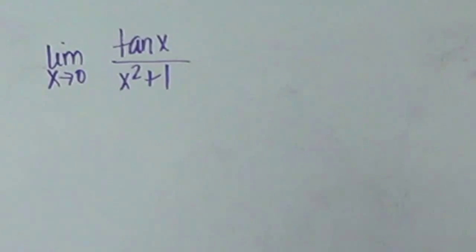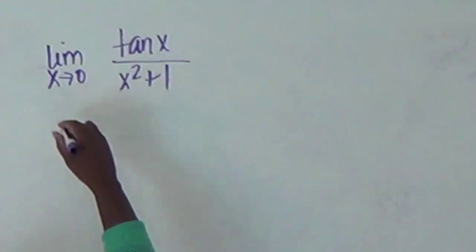And lastly, if we look at tangent x over x squared plus 1 and the limit as x goes to 0 of that, we can do again the same type of thing. I can separate it out to the top and the bottom.